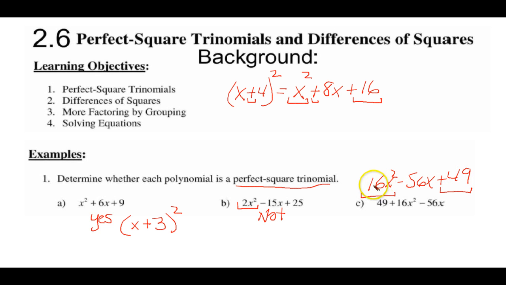Now, what's the square root of 16? 4. What's the square root of 49? 7. If we go 4 times 7 is 28, and we double 28, we get 56. So yes, this is a perfect square trinomial. And this would factor, once it's in standard form, into 4x minus 7, the quantity squared. So square this, get that. Multiply these two together, double it, you get this. Square the last term, you get that.